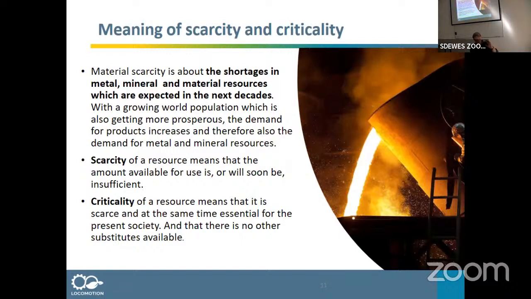It's that we have certain materials and maybe there's a higher demand than a supply, and the criticality means that these materials are very essential for the functioning of our society. So if we don't have access to these materials, it can have very bad effects.